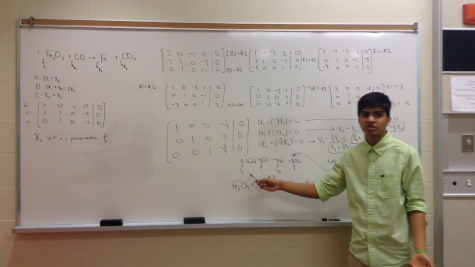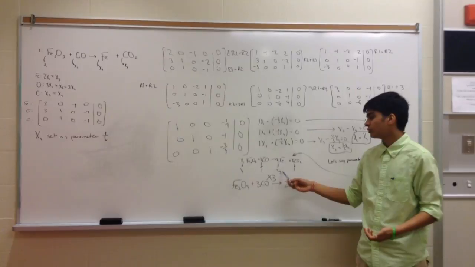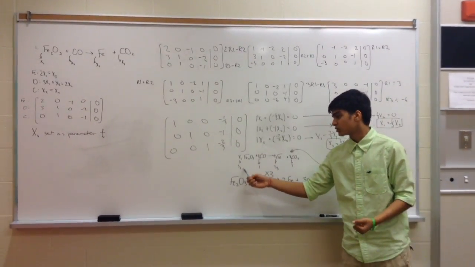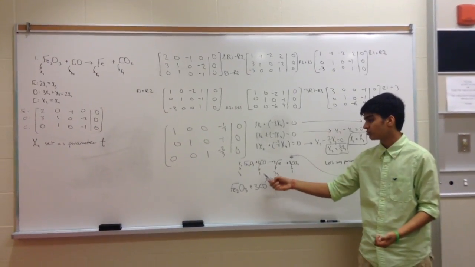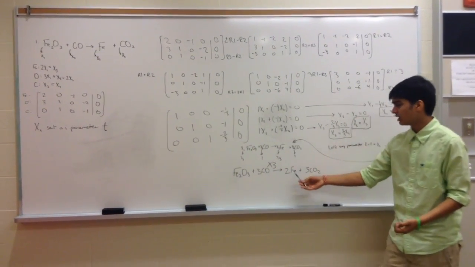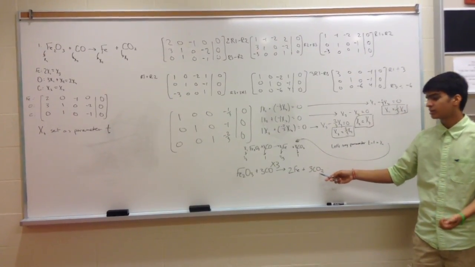But we do not want fractions as the coefficients in the balanced chemical formula. So we know if we just multiply them all by 3, we'll get rid of these fractions. And so when we do that, we get 1 Fe2O3 plus 3CO, which becomes 2 iron plus 3 carbon dioxide.